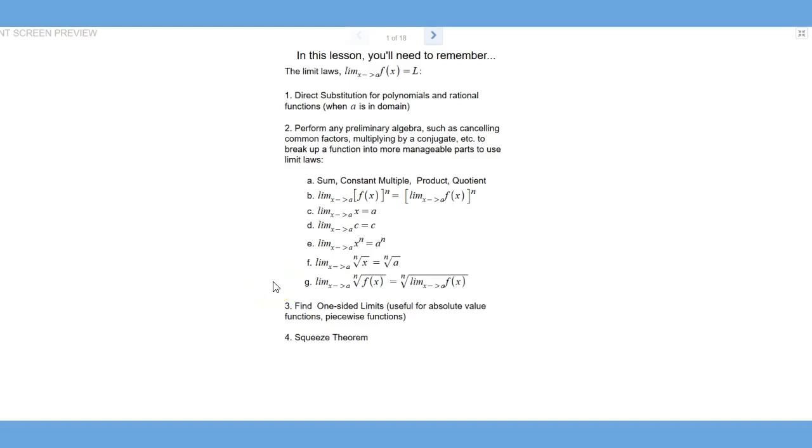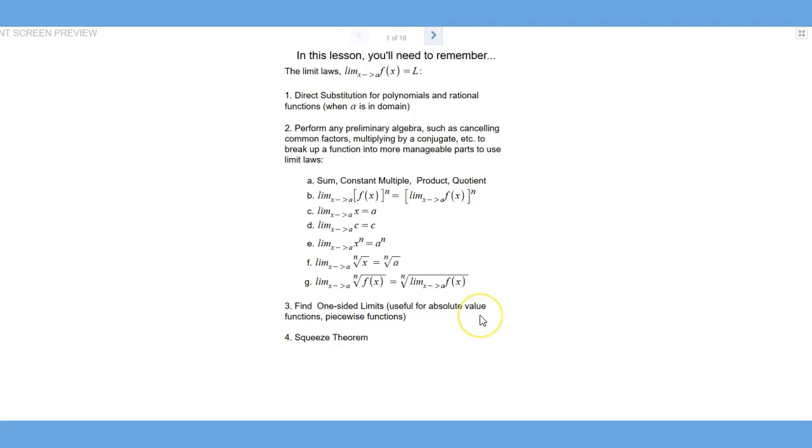Hello, and welcome to section 4.4, L'Hopital's Rule and Indeterminate Forms. In this section, we're going to go back to limits again, and we're going to look at a rule that we can use that involves differentiating to find limits.